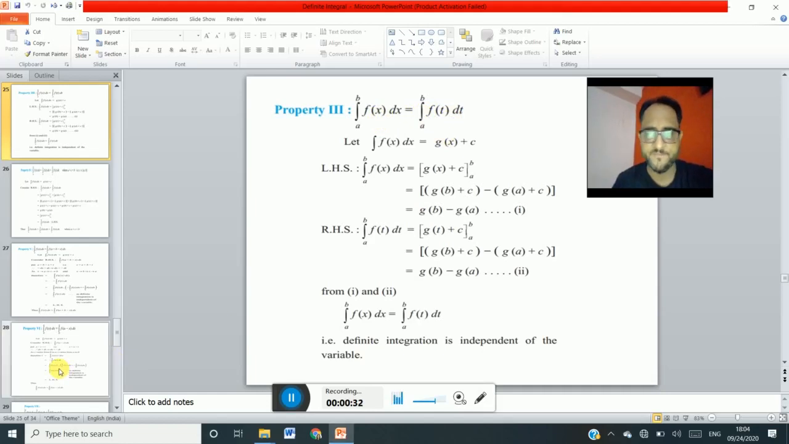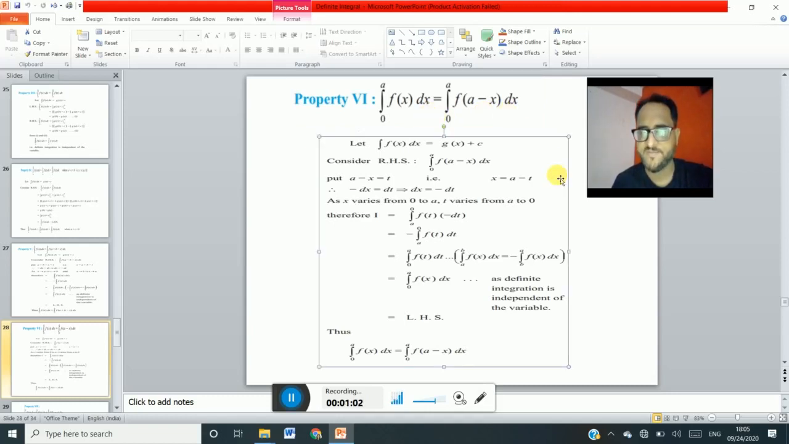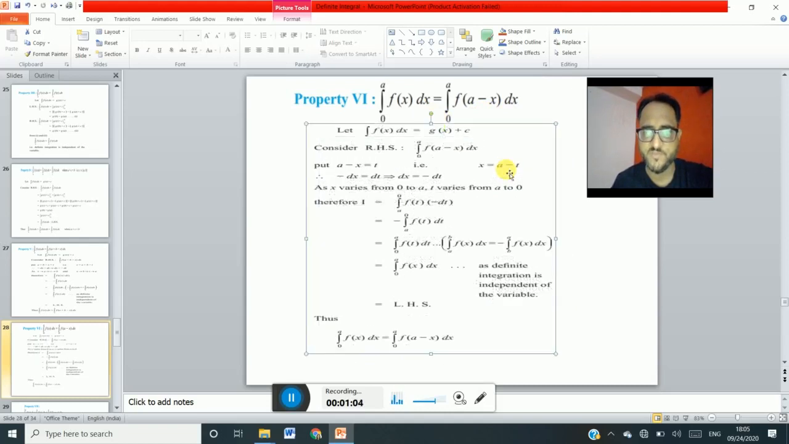Then the next property is property number 4, that is integration from 0 to a of f of x dx equals integration from 0 to a of f of a minus x dx. That is, the variable is replaced by upper limit minus variable. What is the meaning of this? See here, the variable is x and x is replaced by the upper limit a minus the variable x. That means the variable is replaced by upper limit minus variable. This is actually the meaning of this property.